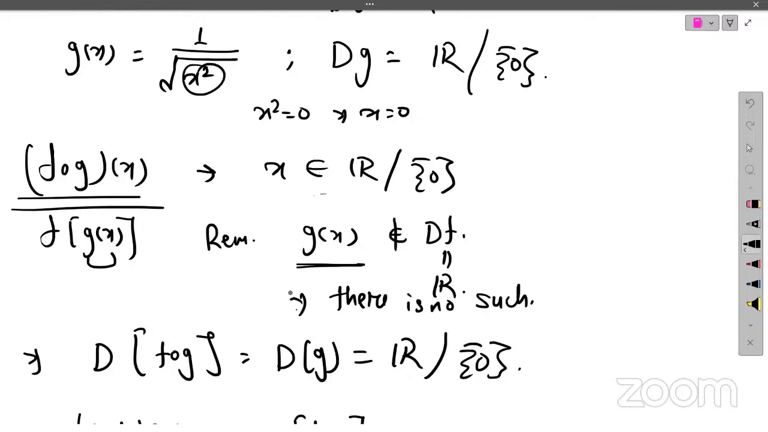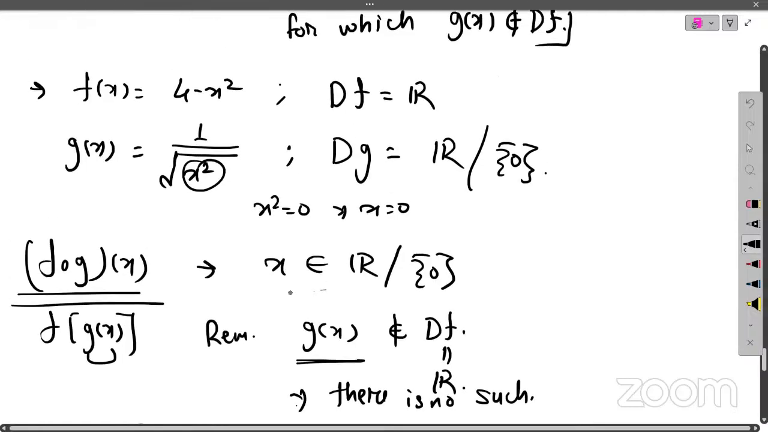g of x should be well defined means we have to collect all points from the domain of g. So what is the domain of g? The domain of g is nothing but real numbers minus 0. Correct? The domain of g is real numbers minus 0.